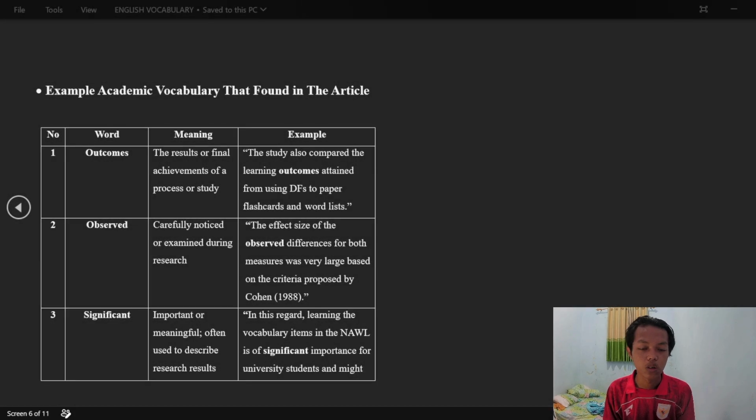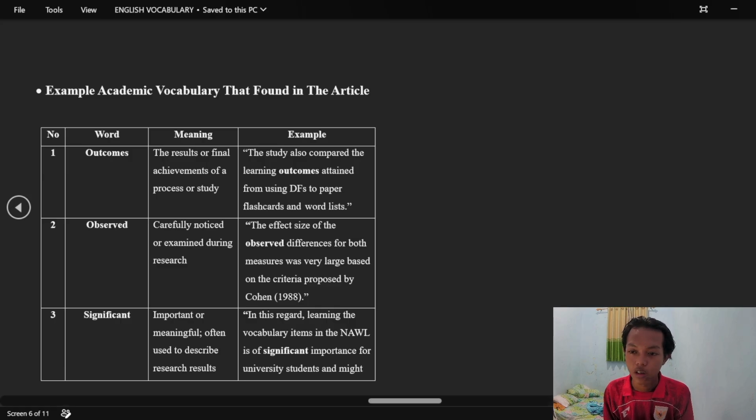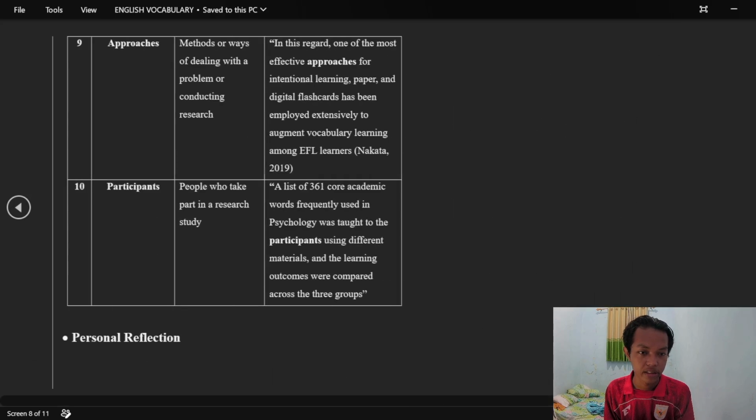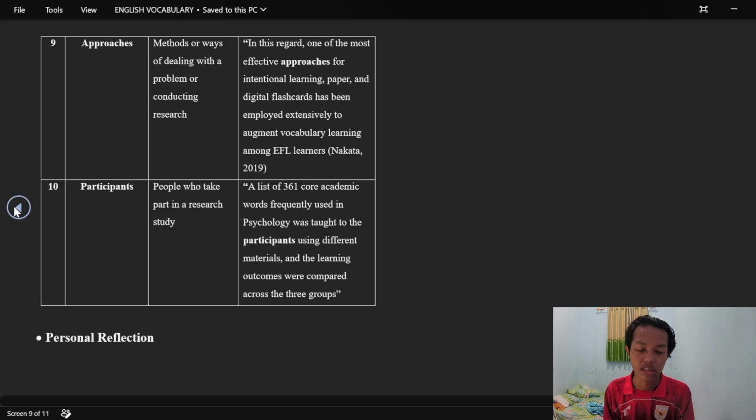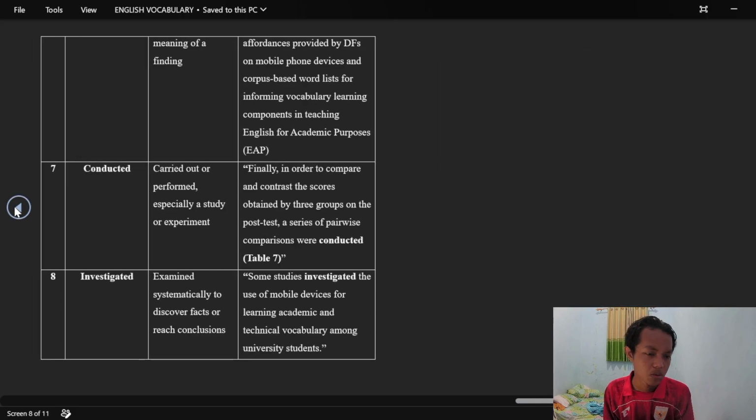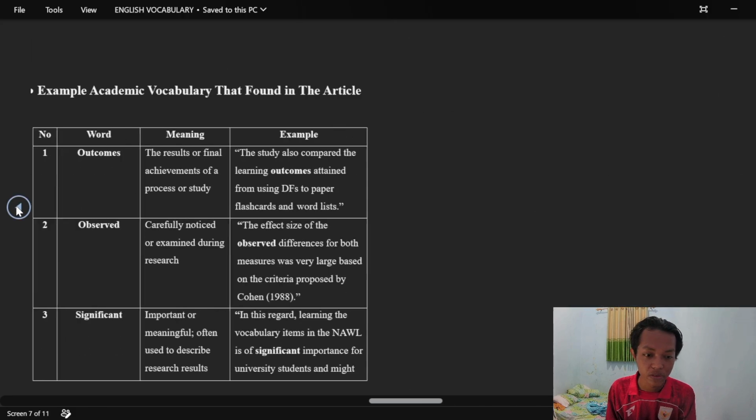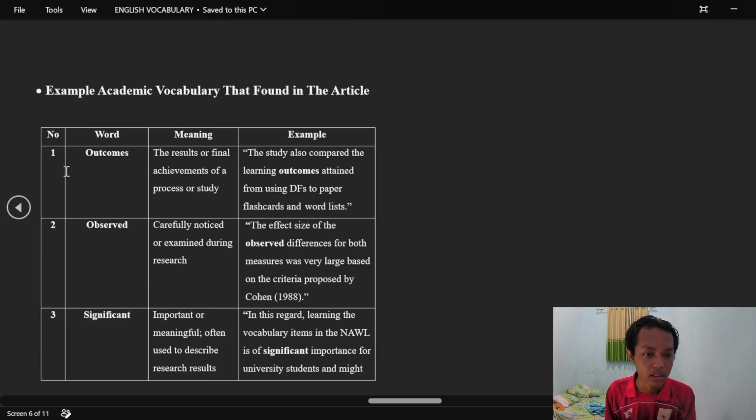Overall, the findings suggest that digital flashcards can be an effective tool for learning academic vocabulary at the university level. Okay guys, so I've found examples of academic vocabulary in the article, and there are 10 examples. I'm not going to read all of them, I just want to read 5. So the number one is the word outcomes.